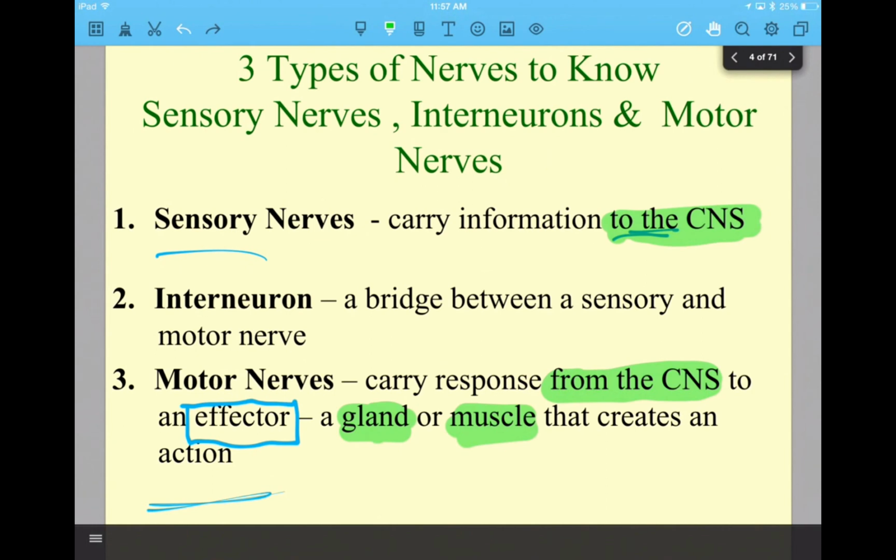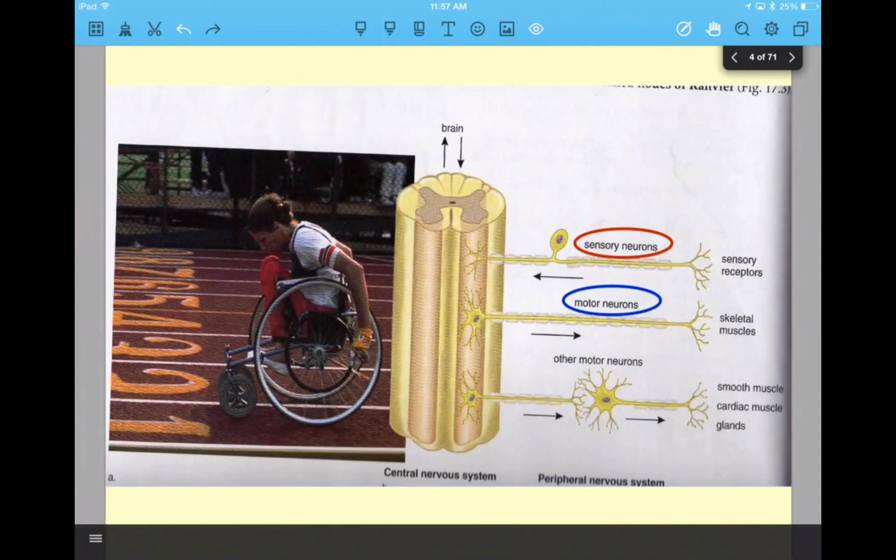I think I'll switch my color. There we go. So between a sensory and a motor nerve, we have an in-betweener, and it's called an interneuron. Let's take a look at this now. Let's look at all types.